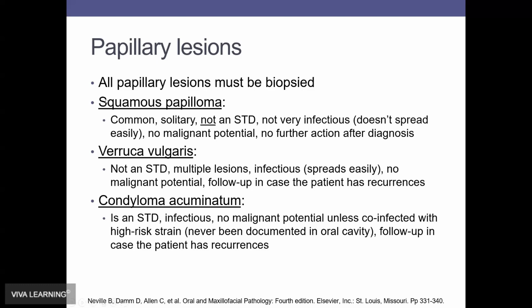And let me go through our main differential diagnosis. It's squamous papilloma, verruca vulgaris, and condyloma acuminatum. Some thoughts about squamous papilloma. They're very common. 1 in 250 of your patients have one. They are solitary because they're not very infectious. So there's typically one lesion. Squamous papillomas are not sexually transmitted. They do not put the patient at risk for HPV-driven squamous cell carcinoma. There's no malignant potential and no further action after diagnosis.